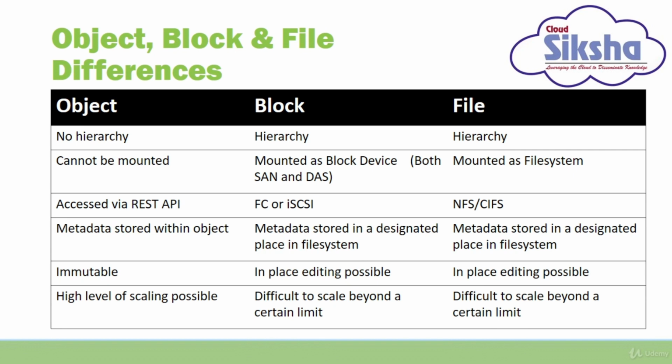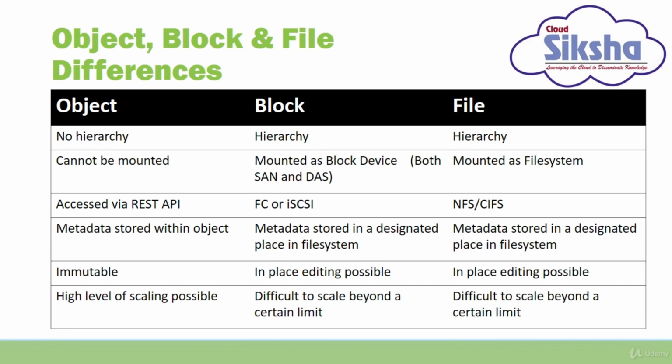Whereas in a block case, the disk is mounted. It could be through FC, it could be through iSCSI, it could be through a direct attach, which could be IDE or other protocols. Whereas in a file storage case, we mount it as a file system. The object is accessed via the REST API. A block device is accessed via SCSI or FC or iSCSI or IDE. There are multiple protocols which are used to access block. Whereas file is accessed as NFS if you have a Linux server, and through CIFS if you have a Windows server.